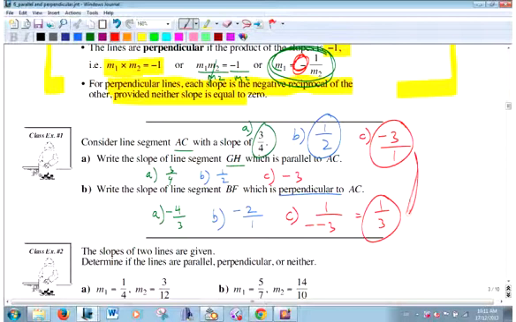Guess what you get when you multiply these together? Let's just show you again. If I multiply those, I get negative 3 over 3. That's negative 1. Okay? All right.